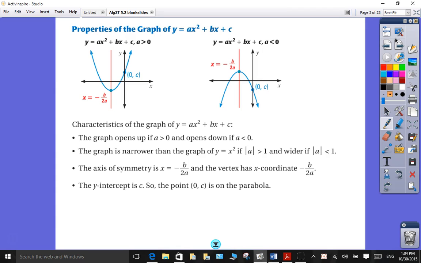The axis of symmetry is a vertical line that goes right through the vertex. We can calculate the equation for that line by doing negative b over 2a, using these coefficients, the same ones we used in the quadratic formula. You go negative b over 2a, and then x equals that number, whatever it is. That's the equation of the vertical line that goes through the vertex.